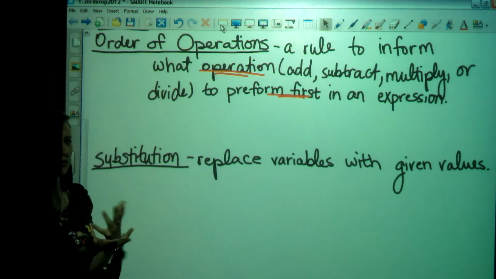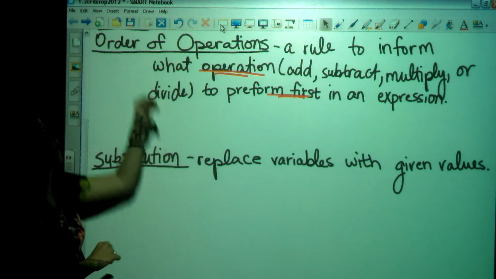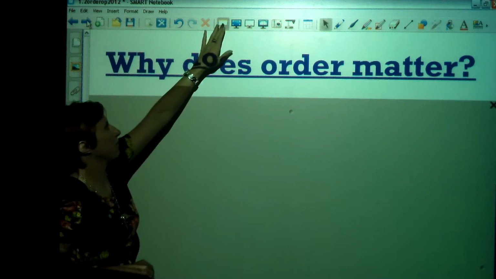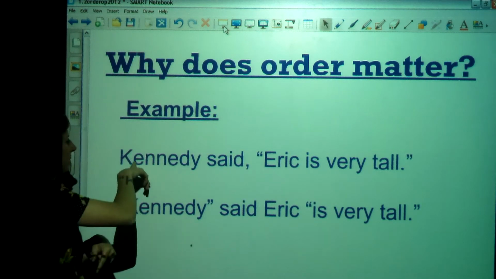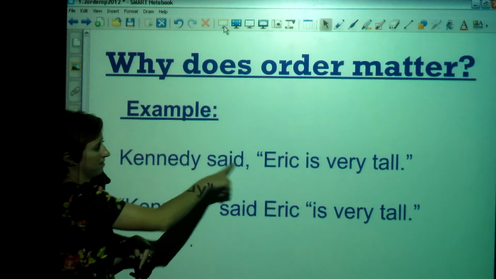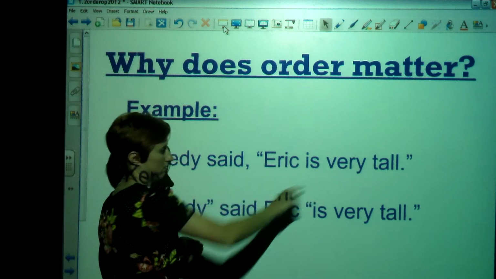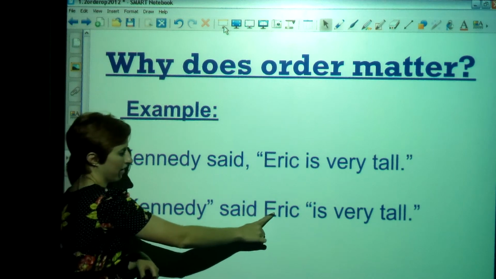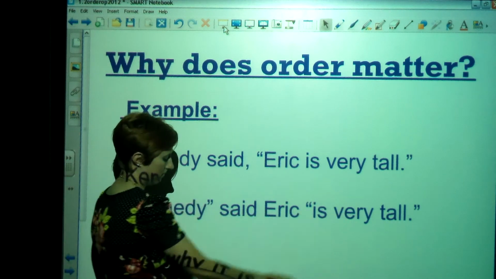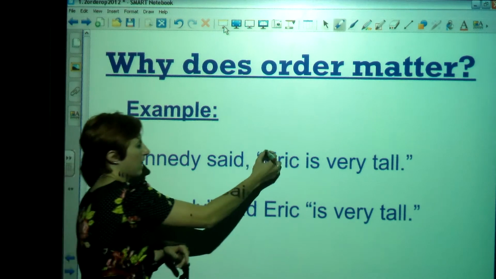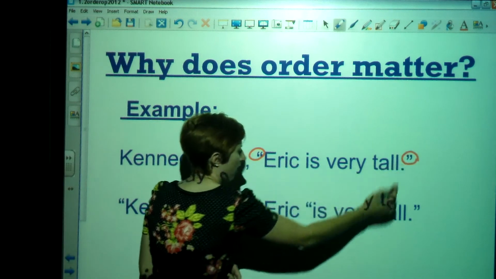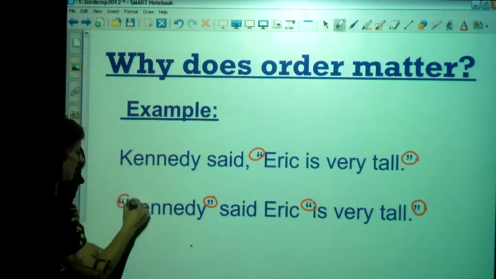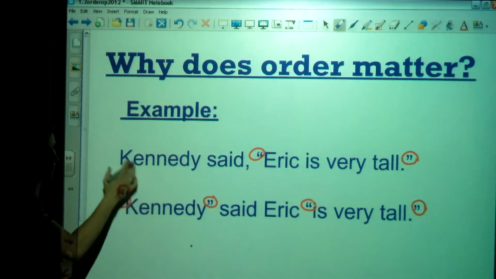A lot of people don't understand order and why it's important in math. So here's a little bit of why order matters, okay? If we were in English class and I give you the sentence, Kennedy said, "Eric is very tall." And then I rewrite it and say, "Kennedy," said Eric, "is very tall." So if you look, the quotations are in different places in each sentence. So even though the sentence says the same thing, it doesn't mean the same thing.